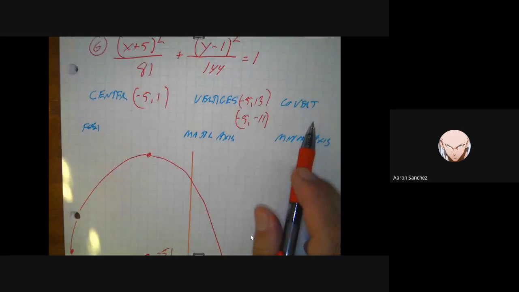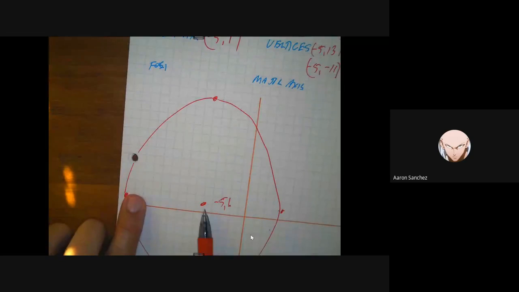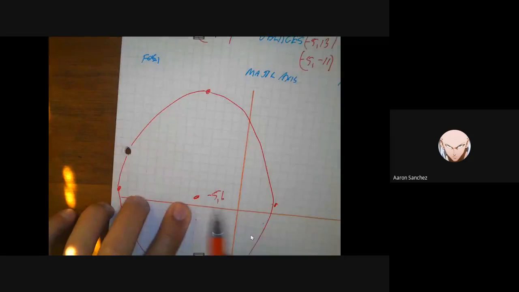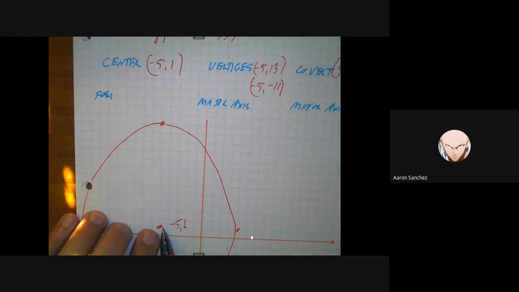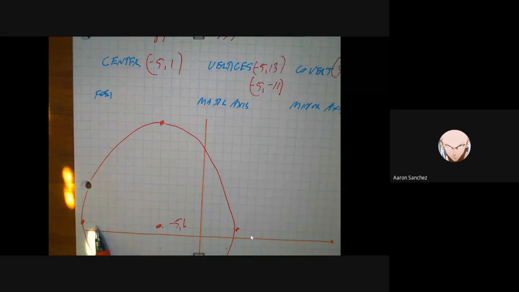Co-vertices, right? The co-vertices are here and here. So from negative 5, I go to the right. Tommy said 9. So negative 5 plus 9 is 4. 4 comma 1. And if you don't know, go negative 5, negative 4, negative 3, negative 2, negative 1, 0, 1, 2, 3, 4. However you want to count it. And this one, negative 5 plus negative 9 would be negative 14 comma 1. Or 5, 6, 7, 8, 9, 10, 11, 12, 13, 14.